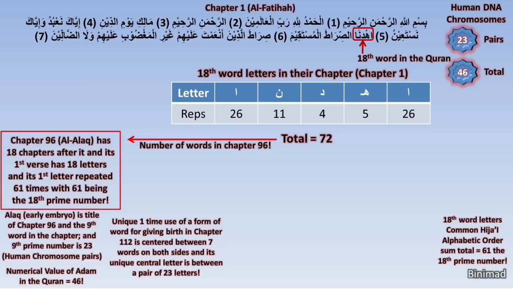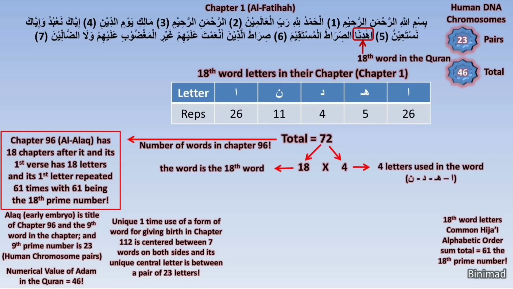But now let us add that 72 is not only the number of words in chapter 96, but also a multiple of 18. This of course is because 72 is equal to 18 times 4. Amazingly, 18 is the order of the word, and 4 is the number of letters that make up the 18th word. But is that all there is?